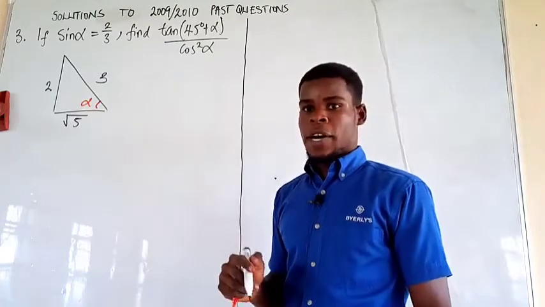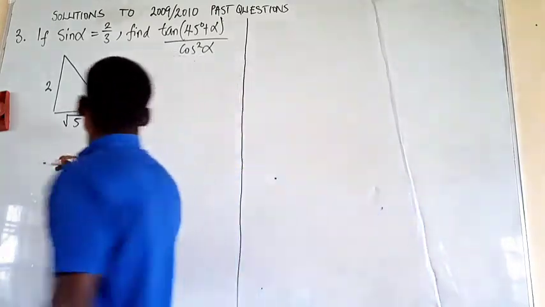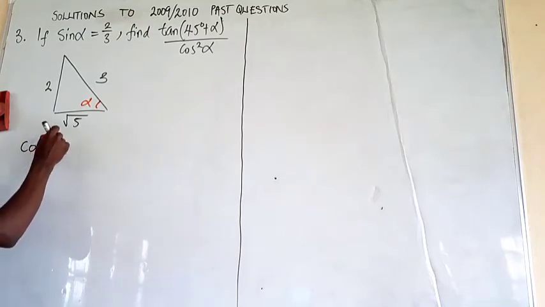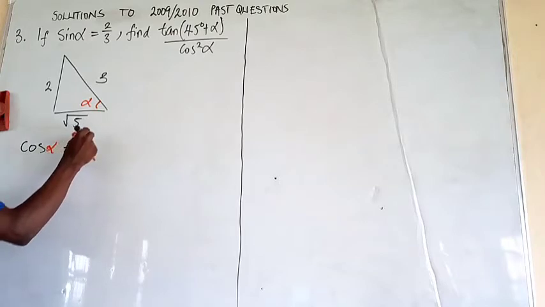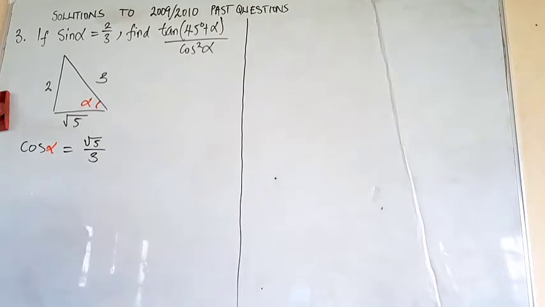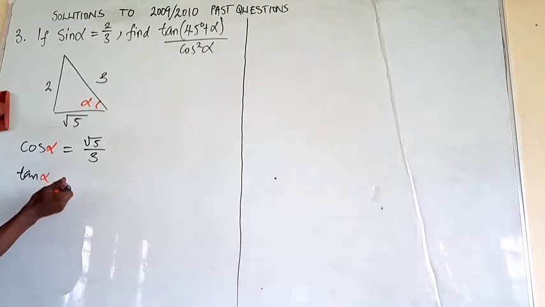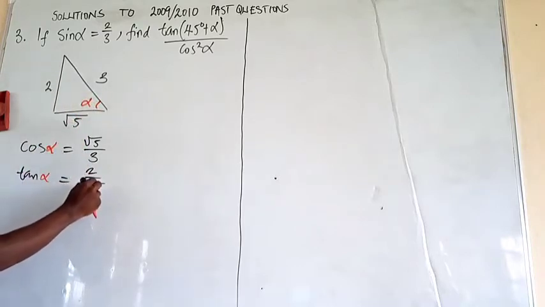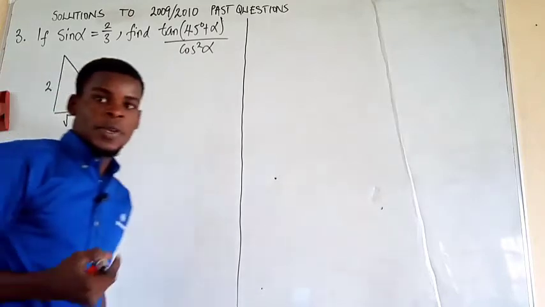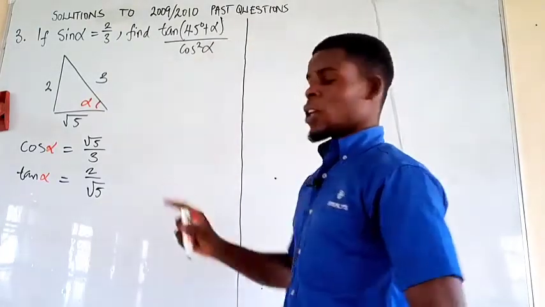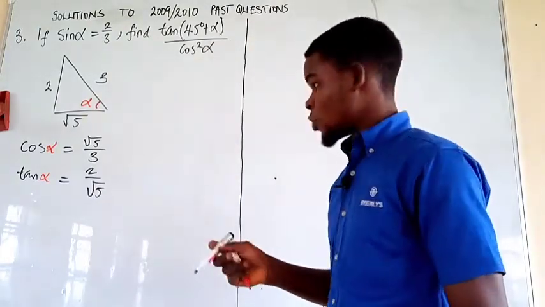Now, after you've gotten the root 5, we would like to go ahead and say that cosine of alpha, which is always given as the adjacent side, that is root 5, over the hypotenuse side, that is 3. And we can also notice that tangent of alpha is going to become opposite, 2, over adjacent, root 5. So those are the things that we take note of, and from there we can just go ahead and plug them into this expression and we get what we want, right?